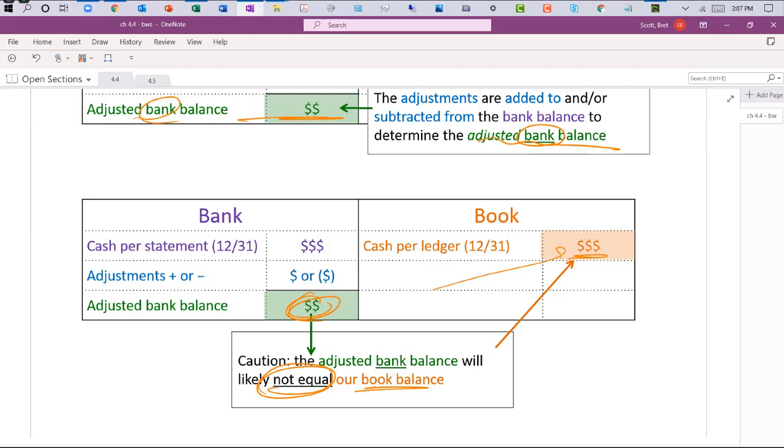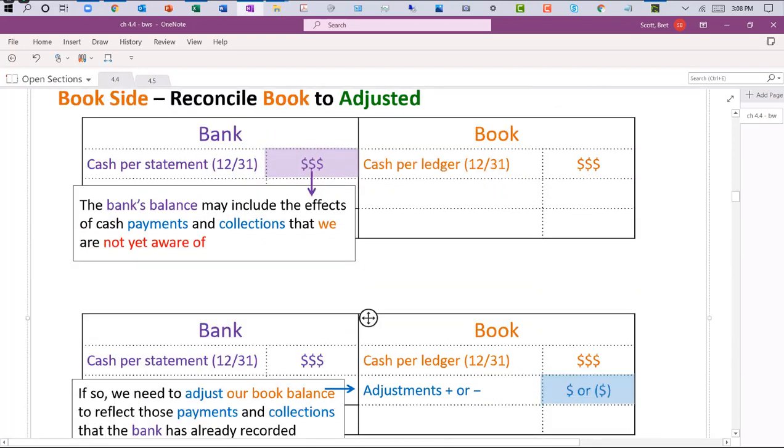So granted, information is being slowly transmitted from left to right and from right to left. So we're going to do both sides here. We've looked at the bank. We said, hey, bank, you haven't recorded these items that we have recorded. Now we're going to say, let's look at the bank statement and ask ourselves, what has the bank done that we're not aware of? The bank's balance may include effects of payments and collections that we are not yet aware of. And we can be aware of that if we go online every minute of every day and look at our checking account, but that's too tedious. We usually just wait till the end of the month to get the bank statement. And then we look to see, hey, what's the bank done that we don't know about or didn't know about?